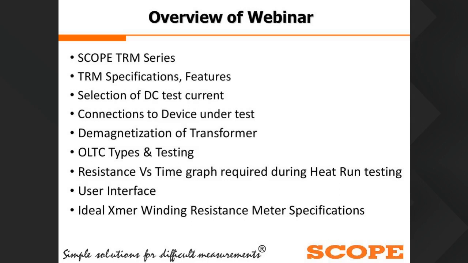Then OLTC types, that is, on-load tap changer types, and testing of the OLTC to check the healthiness of the OLTC. Then the resistance versus time graph, which is required during the heat run test. Then the user interface of the instrument, how to operate the instrument, and ideal transformer winding resistance measurement meter specifications. So this is the overall overview of today's webinar.